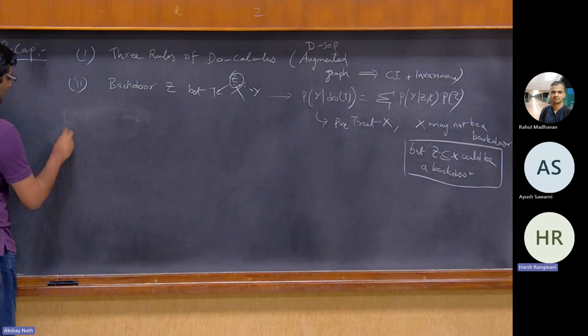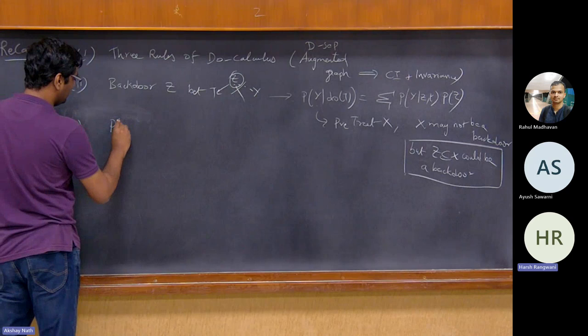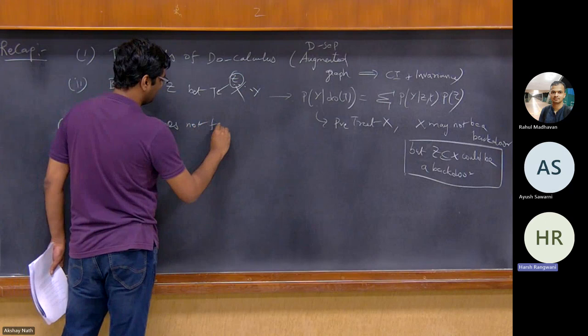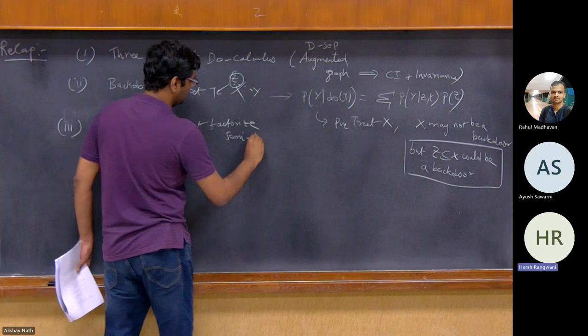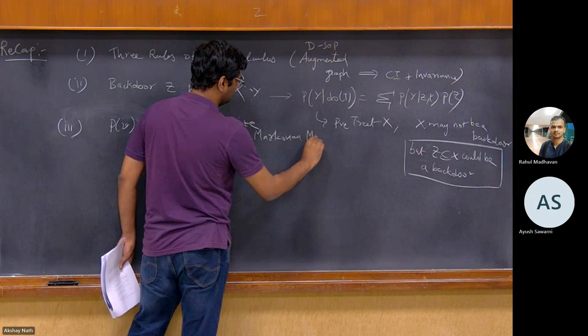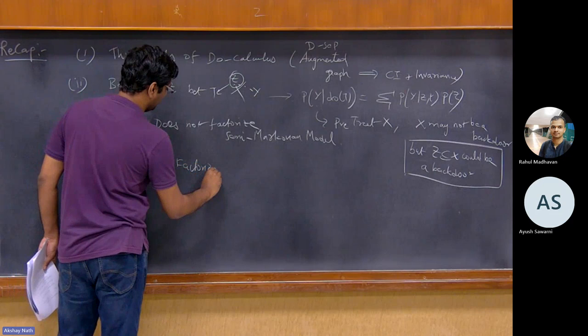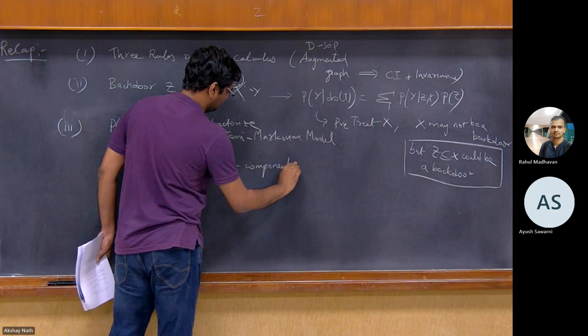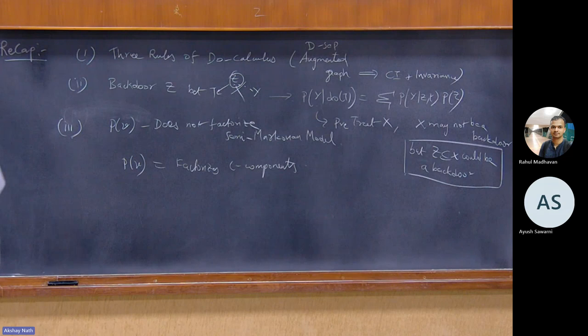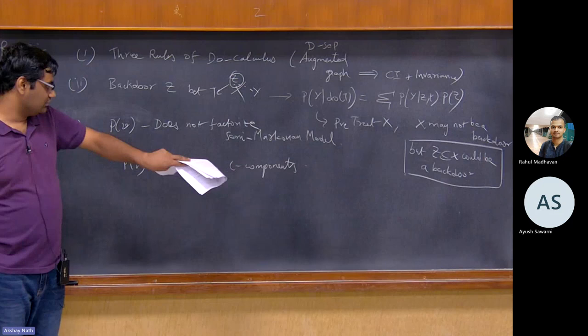Now, the third thing, which is actually the more interesting part, was that P of V does not factorize over the graph. P of V factorizes over what are called C-components. We begin from here just with the review. So that's where I stopped. I derived what exactly this factorization is, and I proved this factorization for any graph. I also said some properties about this factorization. So I'll just review all of that over here.